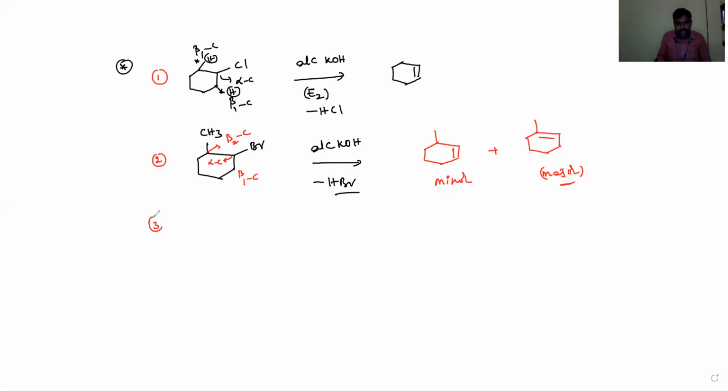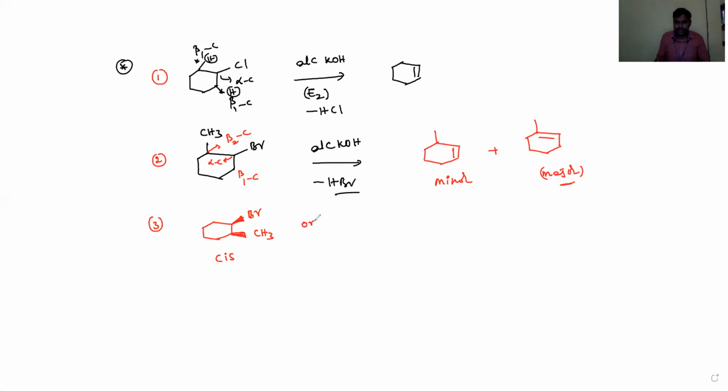Another important thing: for example, a cyclohexane ring contains two substituents. One is a bromine atom on a thick bond, and the other, a methyl group, is also on a thick bond. Then it is called a cis isomer. Cyclohexane also exhibits cis and trans isomerism. If the two attached groups are on the same side, it is called cis. If they are on opposite sides, it is called trans.